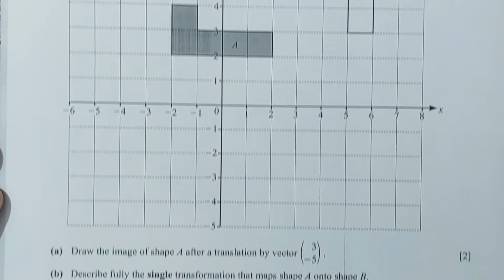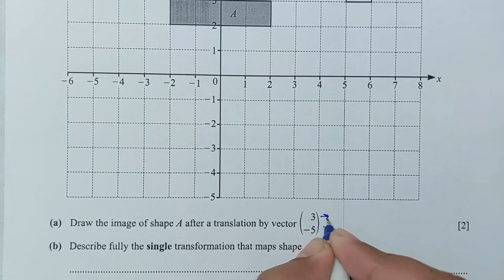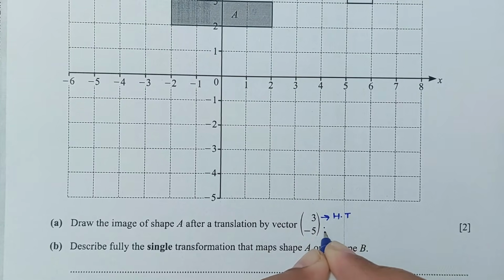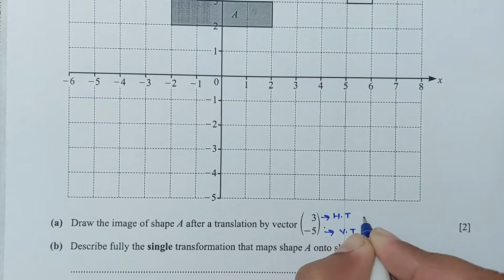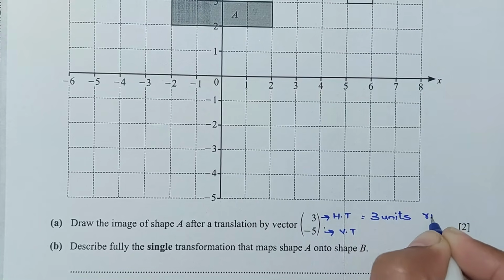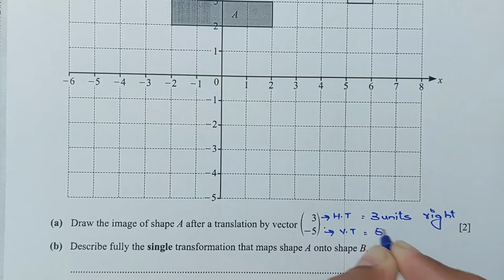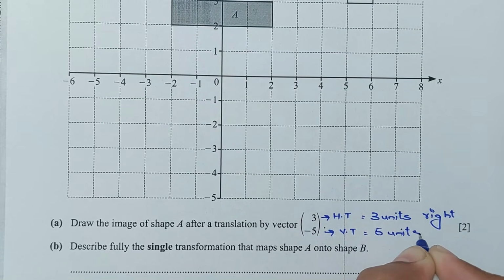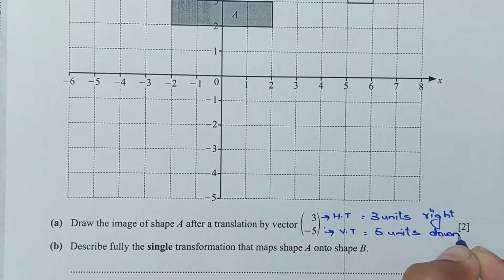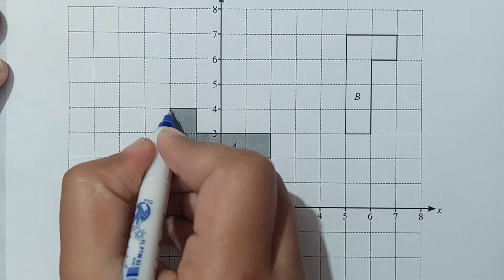Question number 16, part A. Draw the image of the shape A after translation by the vector 3 and negative 5. So 3 is the horizontal translation and negative 5 is the vertical translation. This means 3 units we have to move right because it is horizontal and positive, and here we have to move 5 units down because it is negative. 3 units right and 5 units down. Okay, let me do this.